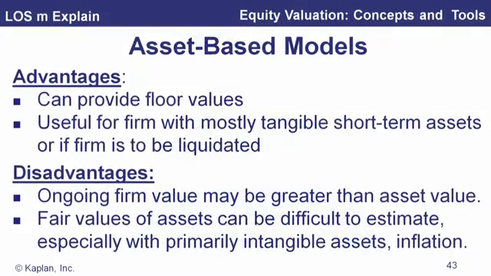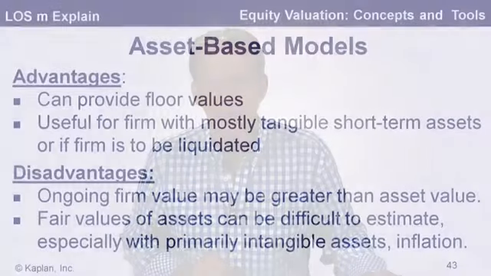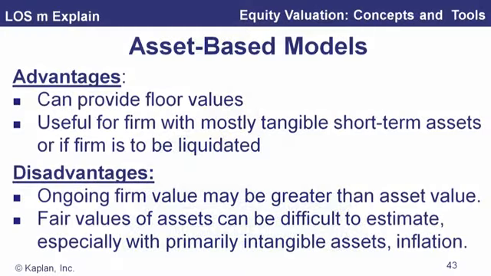The disadvantages, ongoing firm value may be greater than asset value. Well, that's why we're using them in liquidation. Certainly, if you take the assets of a Microsoft and look at the earning power of Microsoft, the earning power makes the stock price way higher than just the fair value of the net assets per share. And as I've mentioned, fair values of assets can be difficult to estimate. With primarily intangible assets, it could be even more difficult than a factory or something like that to say, well, let's value this patent. That can be a pretty tricky business.